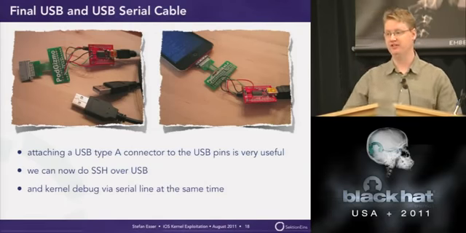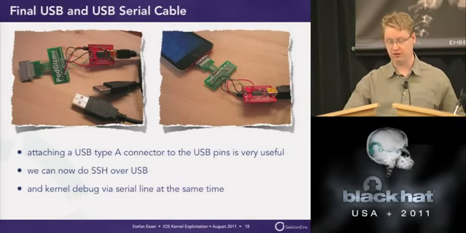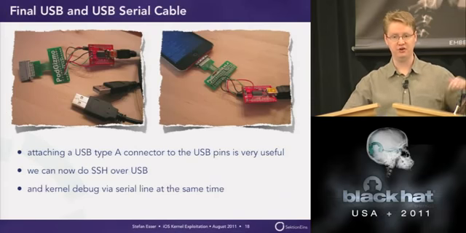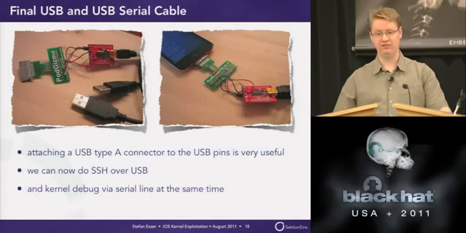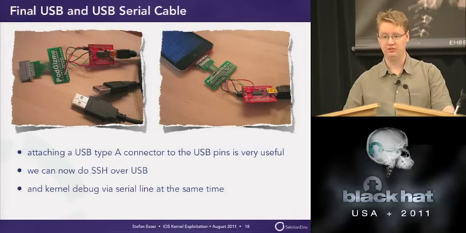Basically, what I did is I export both serial and USB. Because when you trigger the exploit, you usually do it by SSH. And having a wireless SSH at the same time while running the kernel debugger doesn't work well. So it's better to have it over USB, then it's more stable. You don't lose the SSH connection all the time.